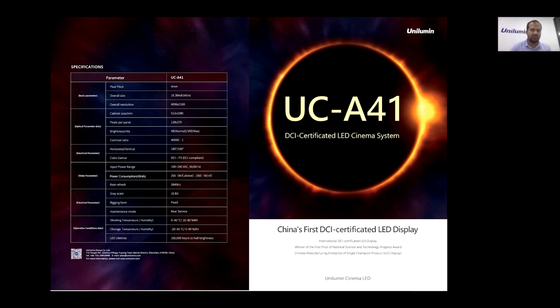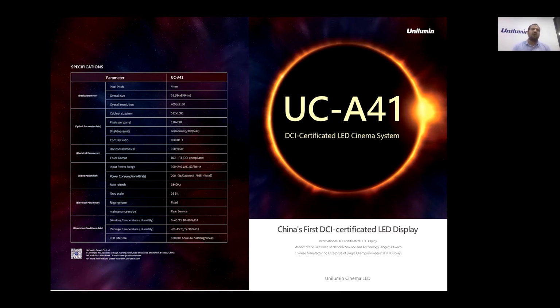On the bottom, you could see the cabinet size. It's 512 by 1080 pixels per cabinet. Brightness: the normal is 48 nits and the maximum is 600 nits.